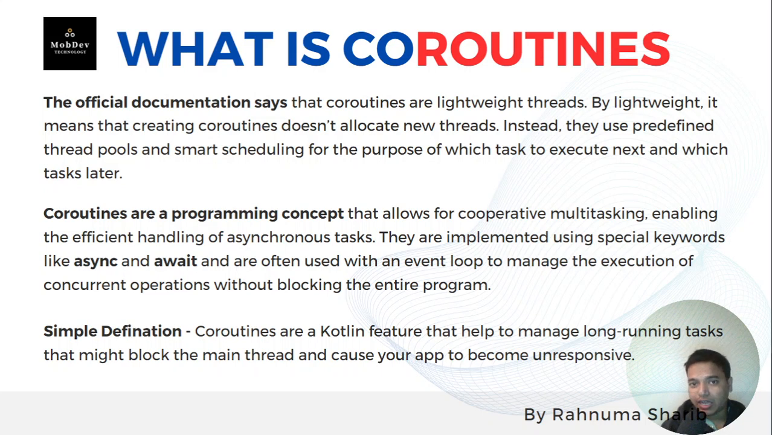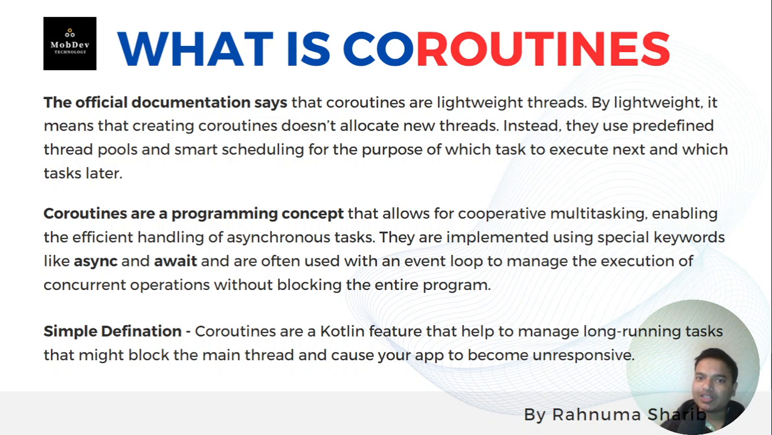As you can see, I have marked co in a different color and routines in a different color. It is a mixture of two terms: co for cooperation and routines, which you can assume is a function. So the functions that cooperate with each other are known as coroutines. But when an interviewer asks what a coroutine is, you don't have to say it's a mixture of two words where co is cooperation and routine is function. You have to explain so that they know you understand something about it.